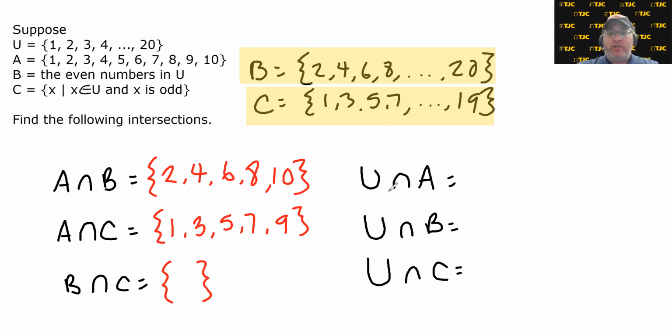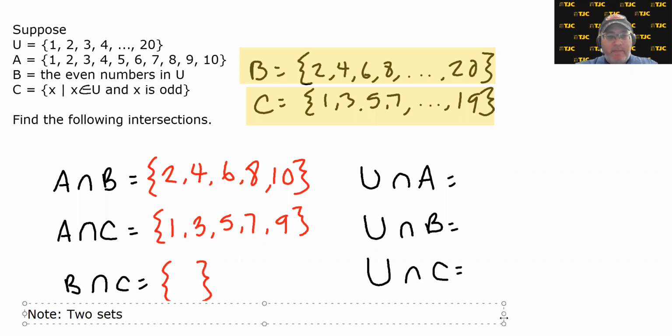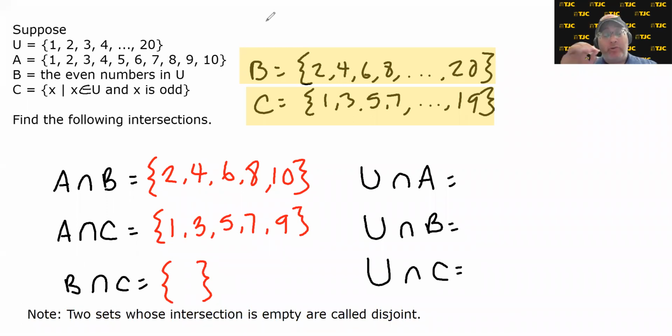There is a word for 2 sets whose intersection is empty. And I may use this word in the future, so I'd owe it to you to warn you about it right now. So note, 2 sets whose intersection is empty, which means they have nothing in common, are called disjoint. And again, I may use that word in the future without thinking twice about it, like I used the 3-dot triangle for therefore previously. But 2 sets that have nothing in common, that have an empty intersection, are called disjoint sets.